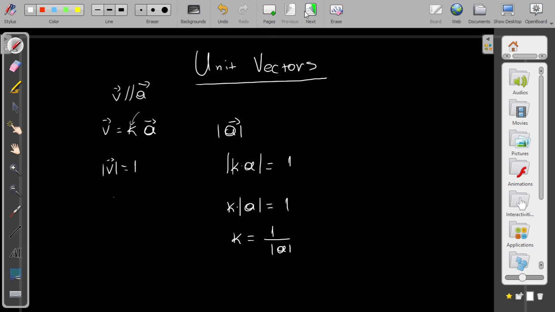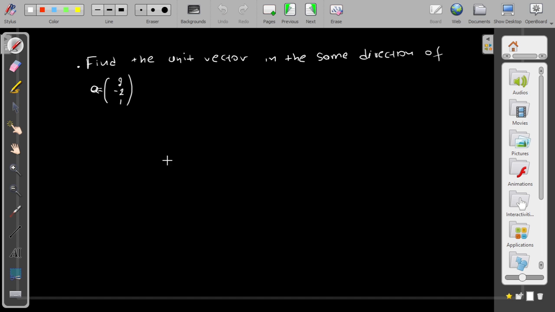Let's see an example and see how we will deal with it. Find the unit vector in the same direction of this vector. First, I need to find how much is the magnitude of this vector. The magnitude of this vector is the square root of 2 squared plus (-2) squared plus 1 squared, which is the square root of 9, which is 3.